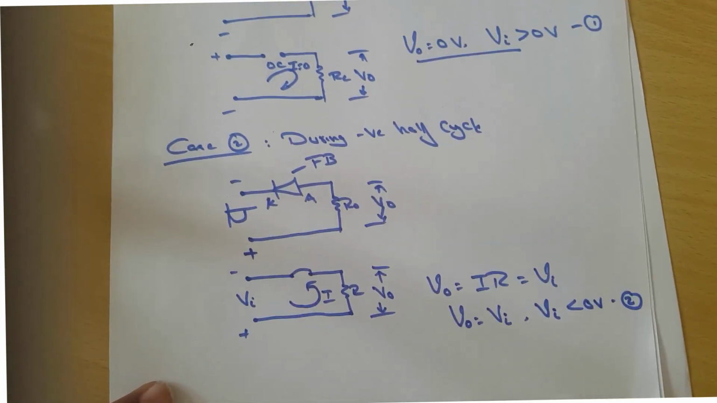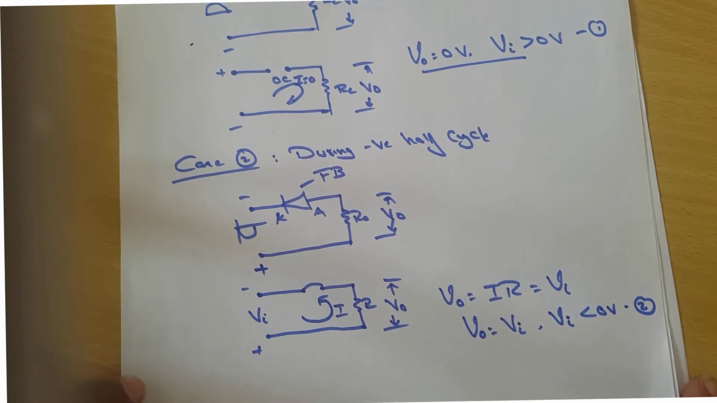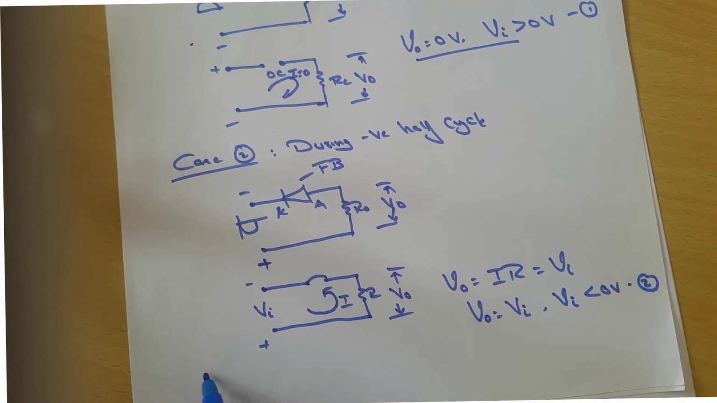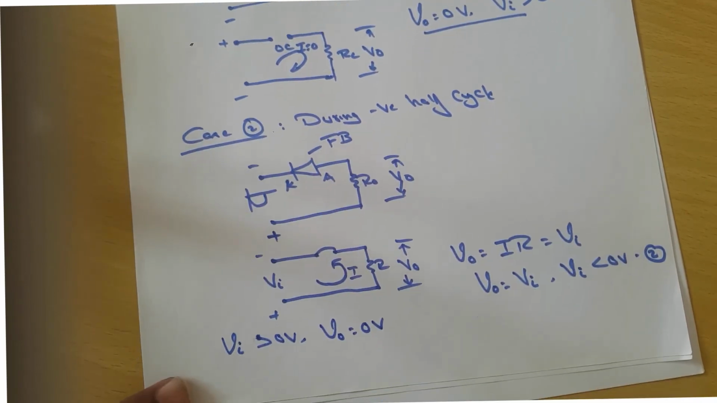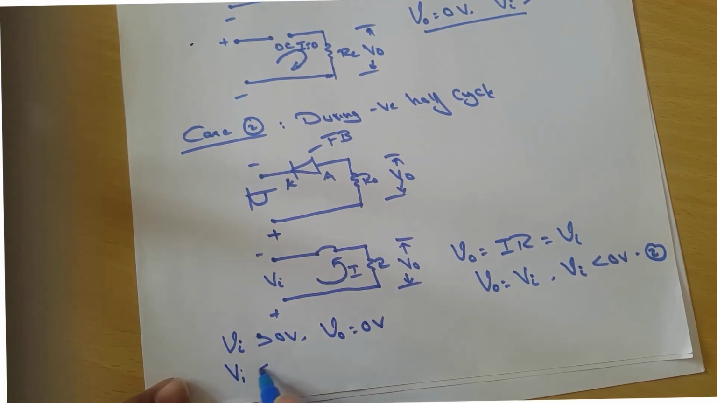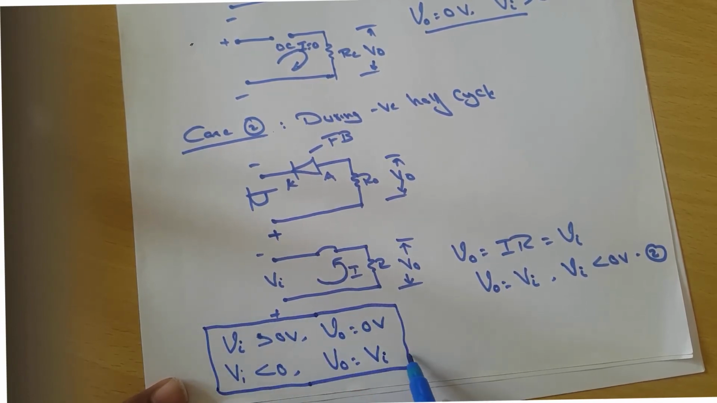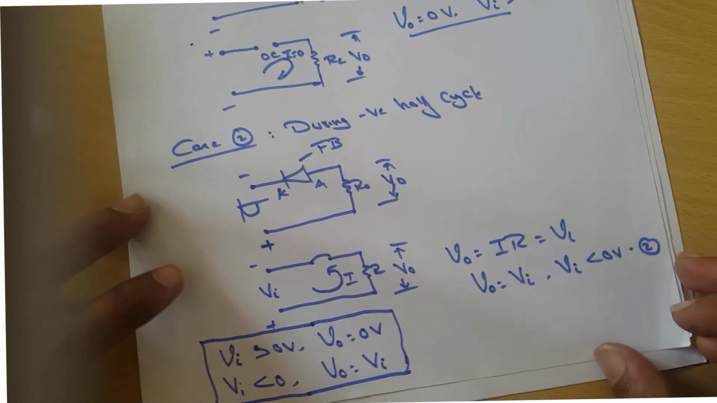Let me write equation 1 and equation 2 together in order to obtain a mathematical expression for the series positive clipper. During the positive half cycle, when the input voltage is greater than 0 volts, the output voltage V0 equals 0 volts. When the input voltage is less than 0, during the negative half cycle, the output voltage V0 equals Vi. This is a very important mathematical expression used to represent a series positive clipper.